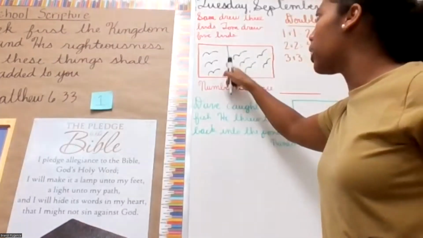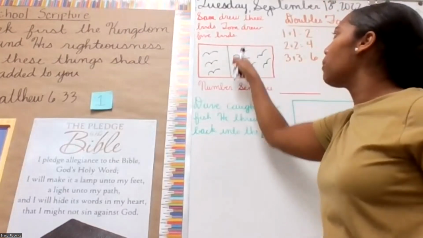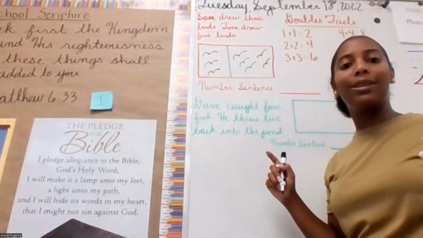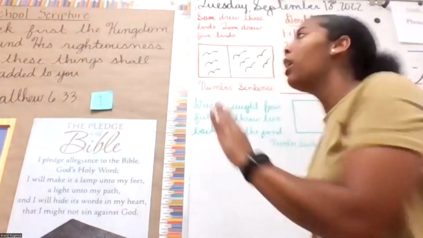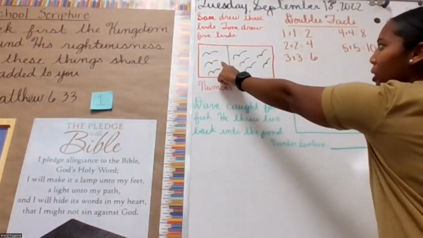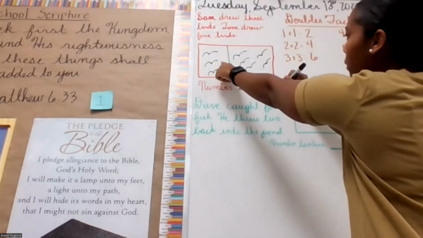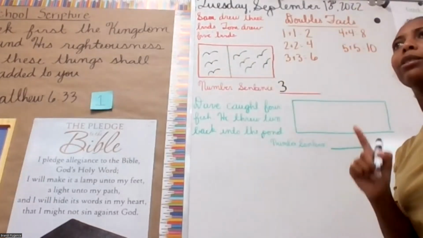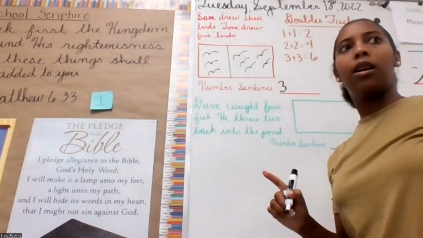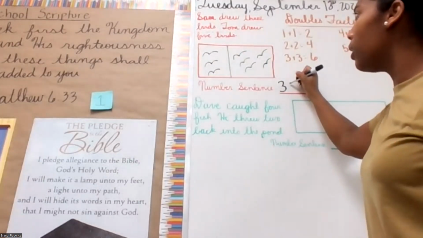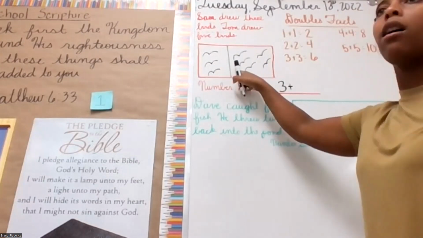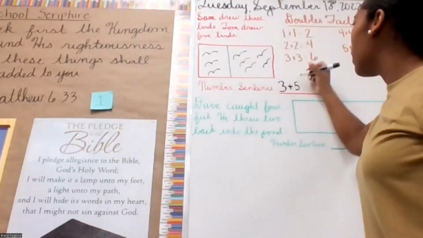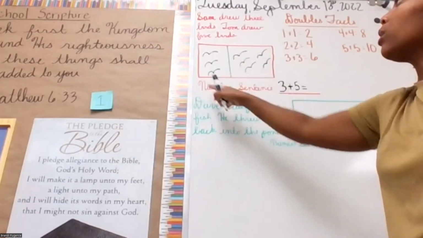So we have our picture. Sam drew 3, Tom drew 5. Let's create a number sentence. Now it's the same exact thing like the seeds in the apple. How many birds did I draw for Sam? 3. So I put a 3. Am I adding or subtracting? So I put a plus because I'm adding. How many did Tom draw? 5. Equals how many total?